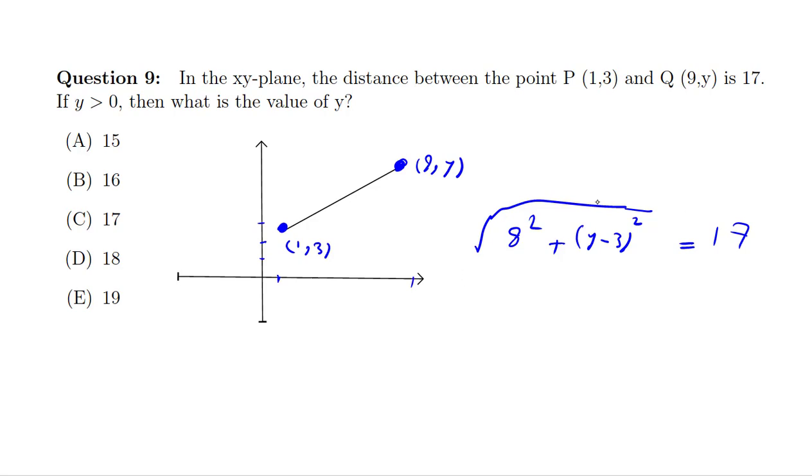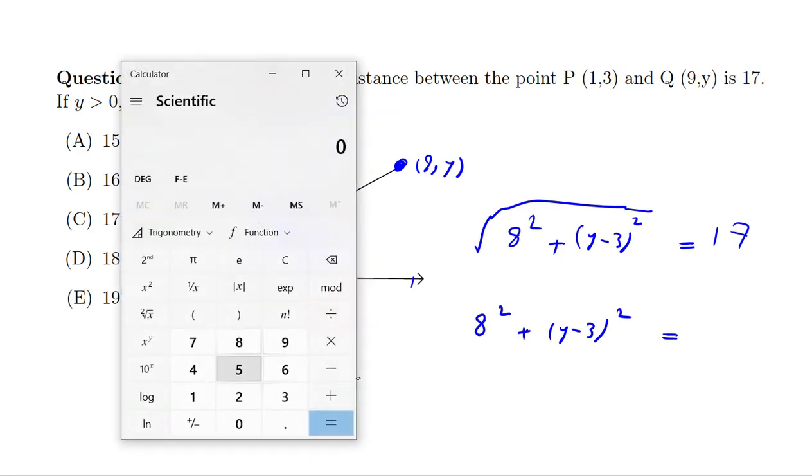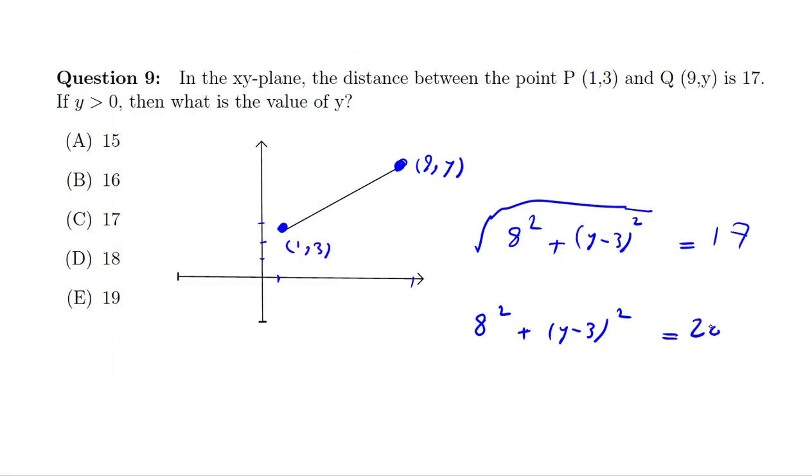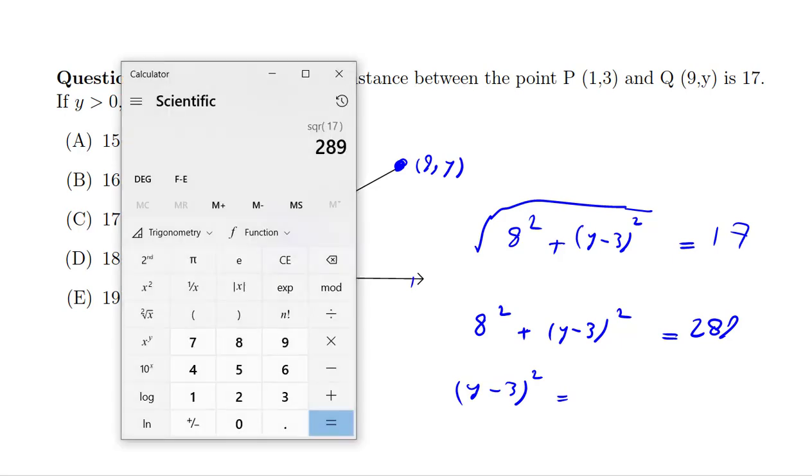Here you have square root, and in the last session I explained that if you take the square, you can delete the square root. So it's like 8 to the 2 plus y minus 3 to the 2. Here also you should square it, 17. What's the square of it? Let's use calculator. It's 289. So y minus 3 squared is 289 minus 64.